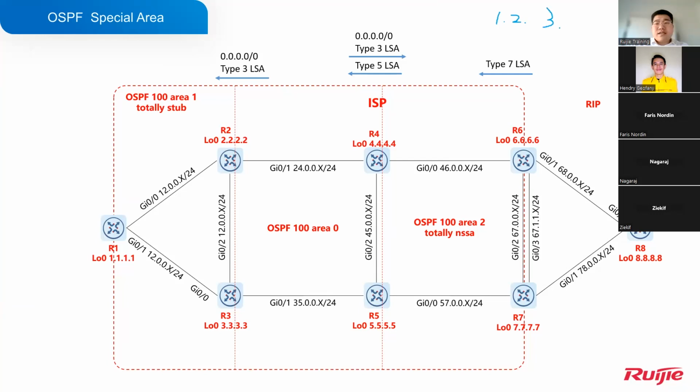But here, normally the type 3 LSA is used to carry the routes destined to the other network, right? But here, the type 3 is just a default route. It's not a detailed route. Default route means that the ABR sends a type 3 default route to all the other routers inside the stub areas. It means that if you want to go to the other areas, just send the packet to me.